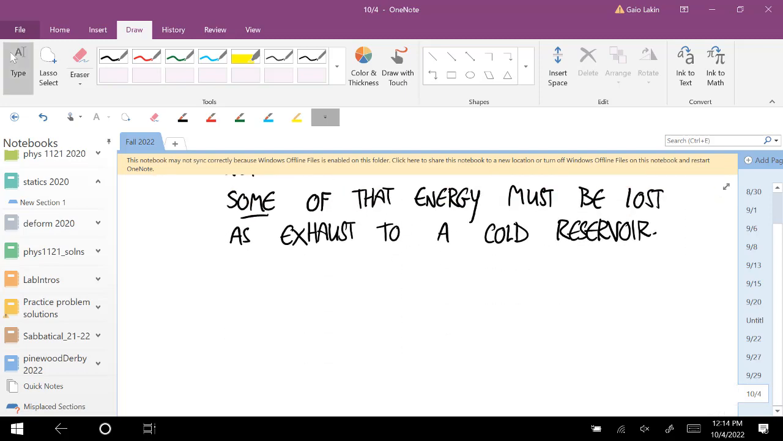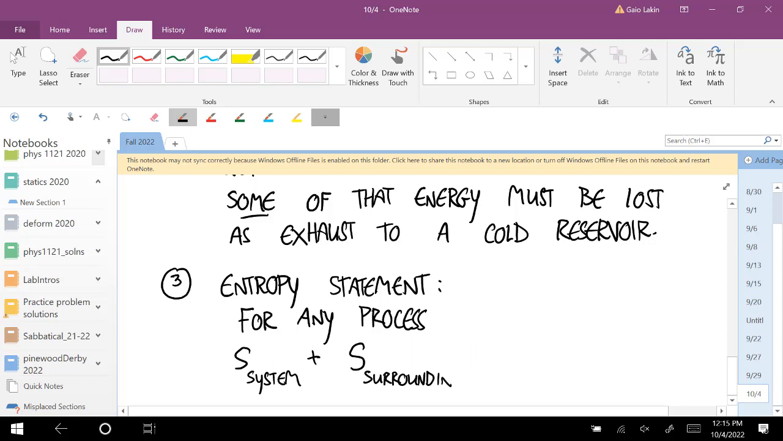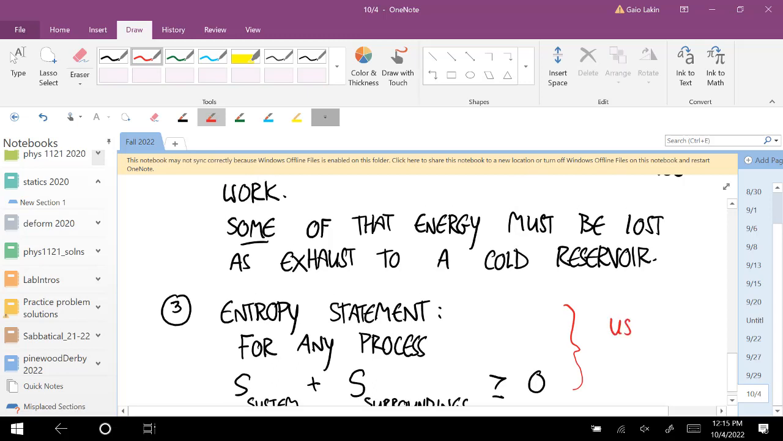So that's the second statement. And then the third, also equivalent statement, is the entropy statement of the second law. This is the one that most people probably think of as the second law of thermodynamics. This is the one that says for any process, the entropy of the system plus the entropy of the surroundings is greater than or equal to 0. And this is the one that's going to give us the useful math, really.